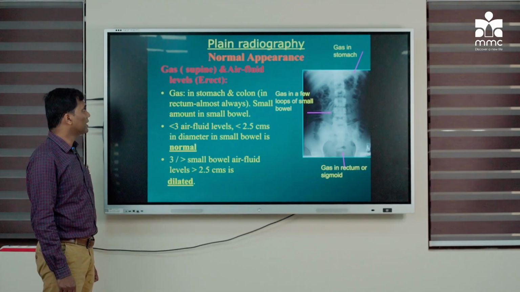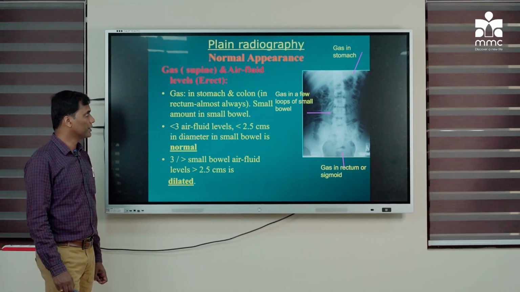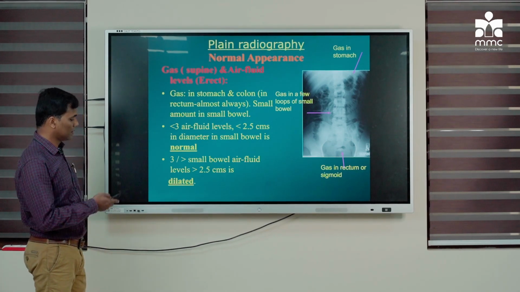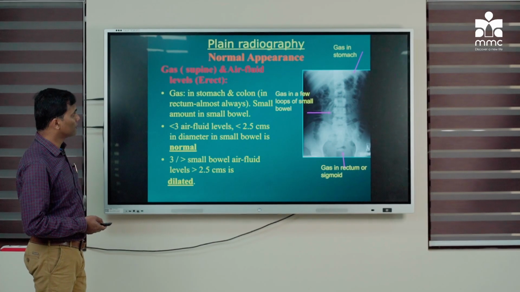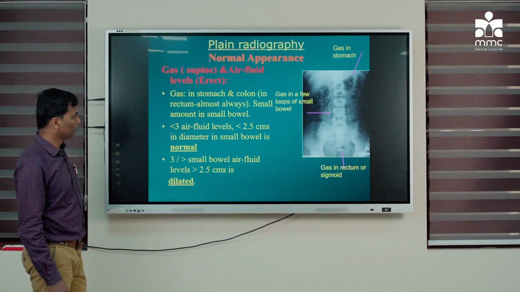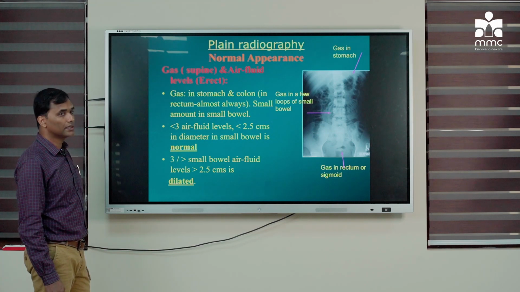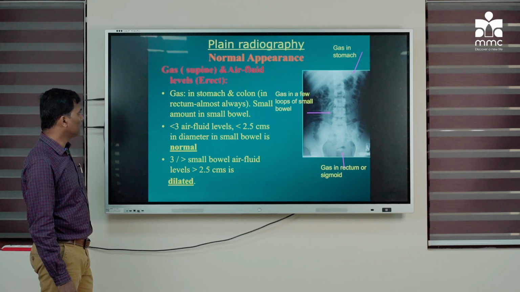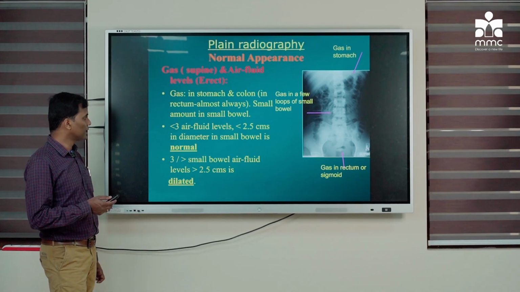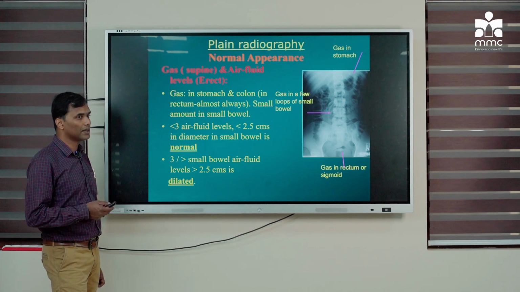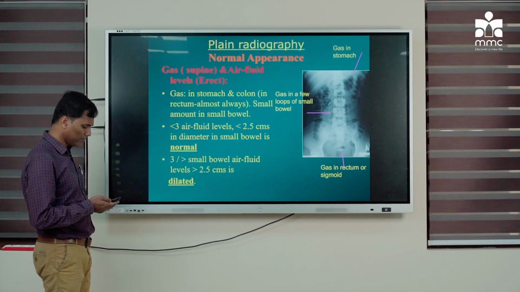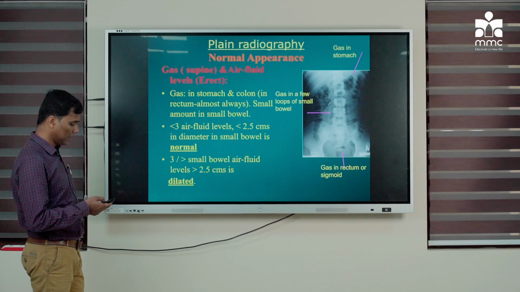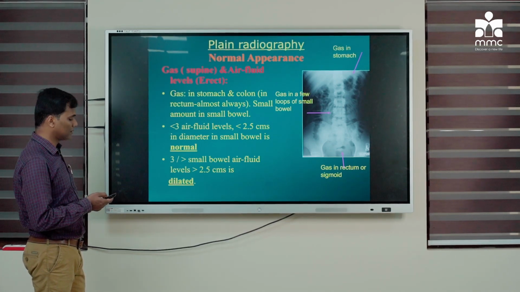Coming to plain radiography of abdomen, in the normal plain radiograph, there are a few normal air shadows you should be looking at: the normal stomach shadow, and air in a few of the small bowel loops, and also gas in the rectum or sigmoid is normally seen. Normally, up to 1, 2 or up to 3 air fluid levels of diameter less than 2.5 centimeter is considered normal for small bowel. If the air fluid levels are more than 3, and the diameter is more than 2.5, then we can say the bowel is dilated.